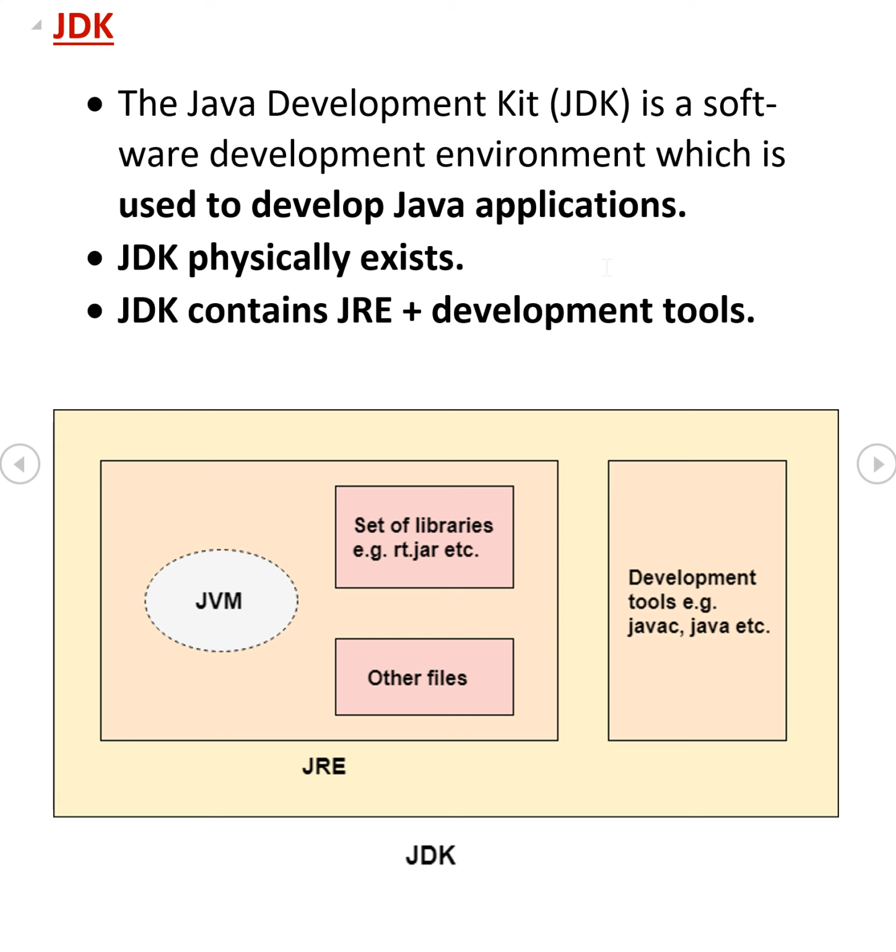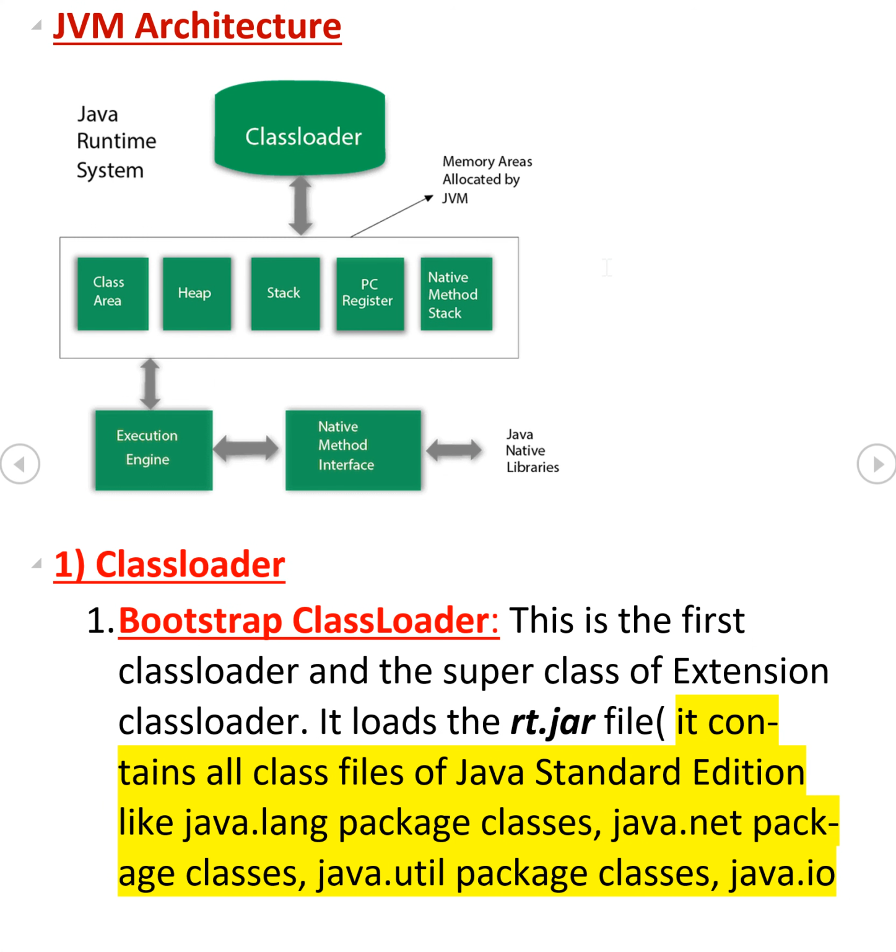When you install the JDK as software, we have to download it from the internet, version 8, and up to version 13 we have. We are working on Java 8 and Java 11. So in the JDK we have the JRE, and the JRE has the JVM and other sets of libraries, plus development tools like javac and java. So it has everything inside the application. Next we understand what is the JVM.